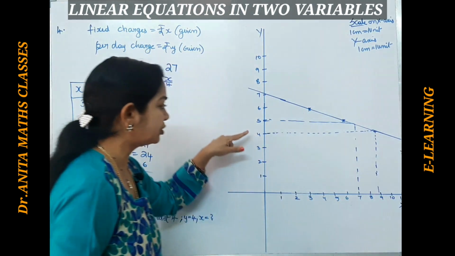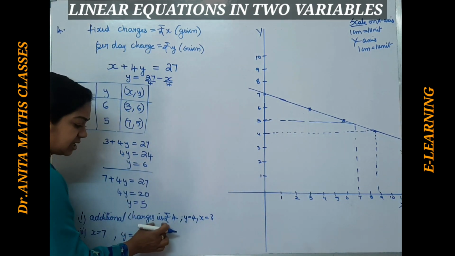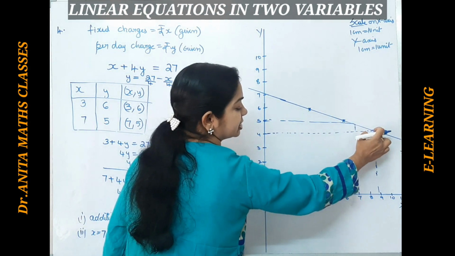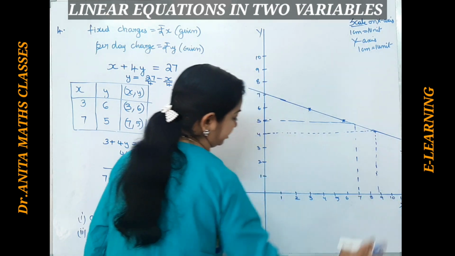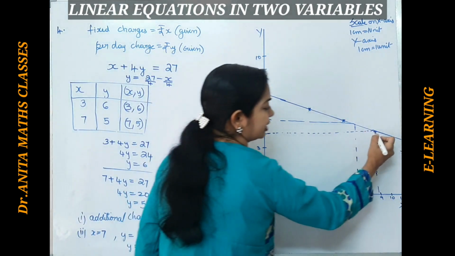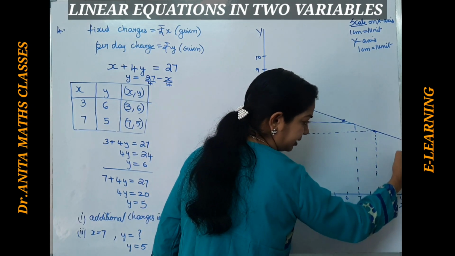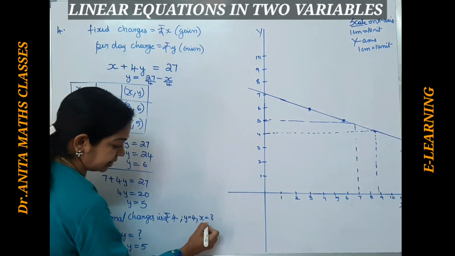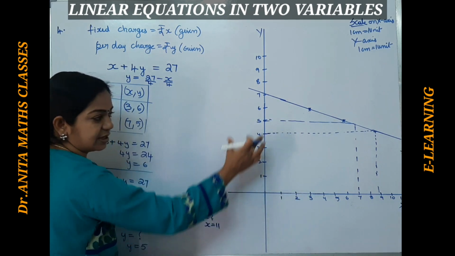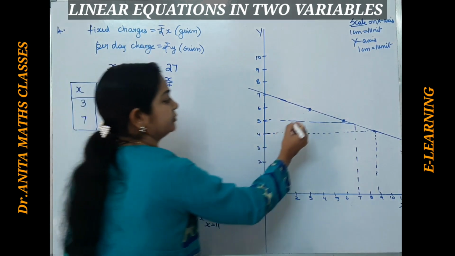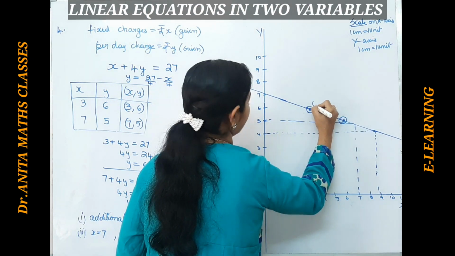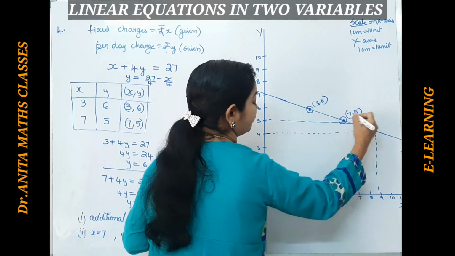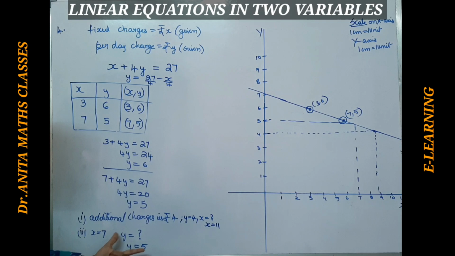In your graph sheet, draw a line for the first section. The additional charges is 4, that means y is 4. If you draw a dotted line from y, it will touch the graph at some point, I think somewhere at 11. Here I got it as 9, but it will touch somewhere at 11. Then drop a line down, and you will possibly get the x value as 11. Because this is not a graph sheet, I am not getting it exactly, but when you draw the line, you will get the exact points. These 2 points, (3, 6) and (7, 5), are exact points. So from the graph, you can draw the solutions.